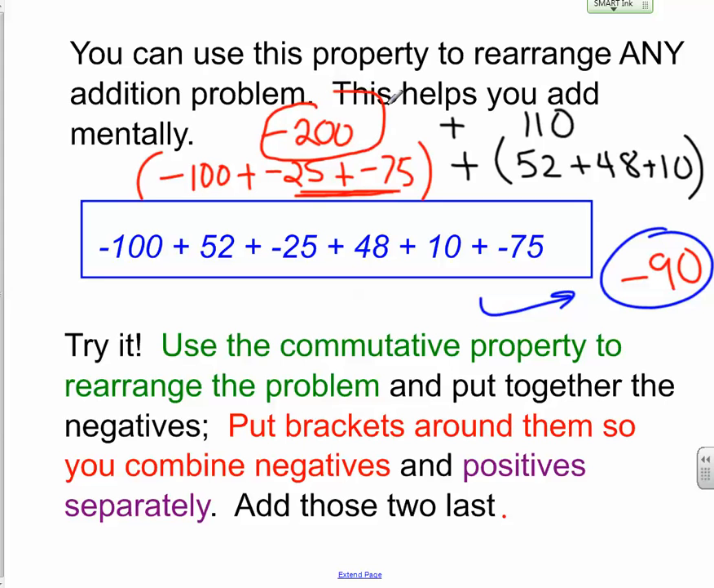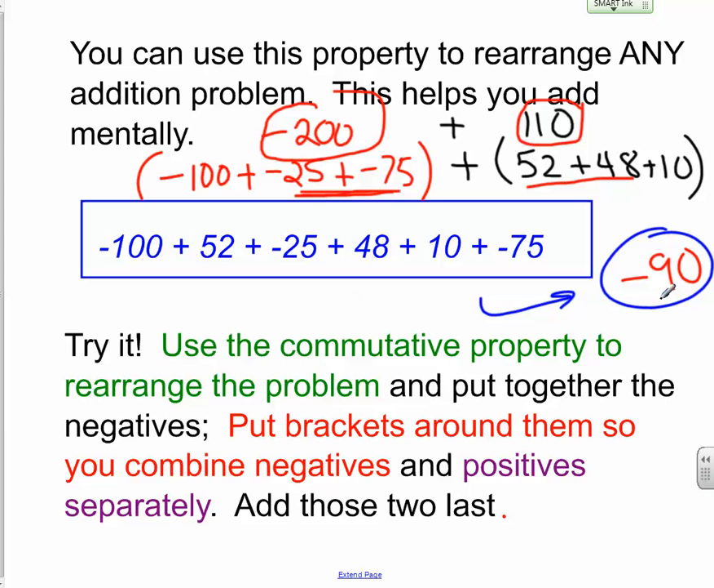And then the 52 and the 48 are compatible. They go together nicely because they make a nice even 100. And 10 more is 110. And this is like my slide model. If I slide to the left 200 and then to the right 110, I never cross over 0, so I end up at negative 90.